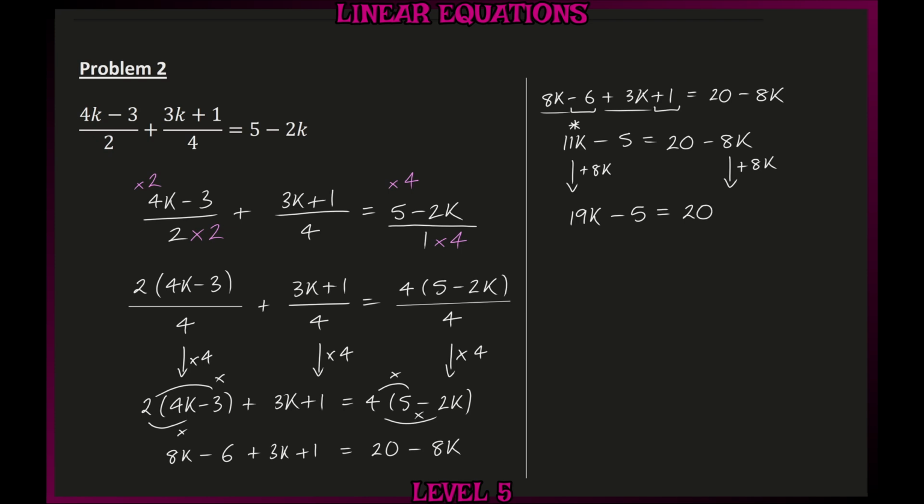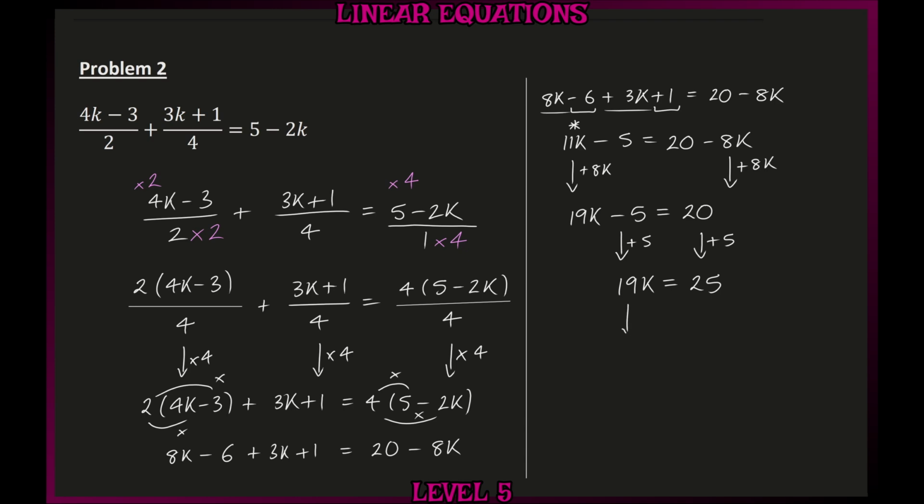Going back to the left, we now need to remove the minus 5. And we can do this by adding 5 to the left and also adding 5 to the right. And the minus 5 and the plus 5 cancel out, leaving us with 19k. And on the right, 20 plus 5 is 25.